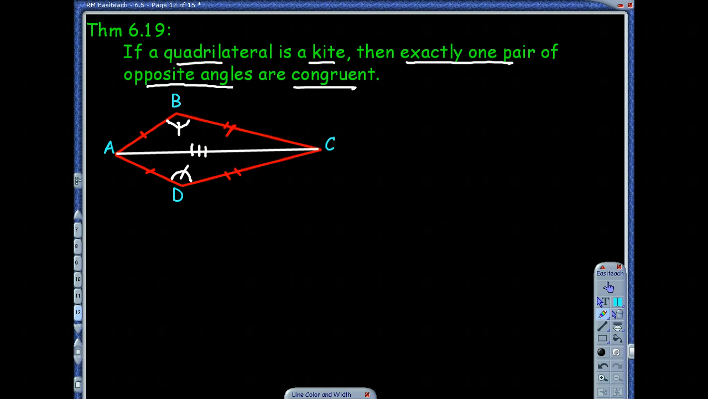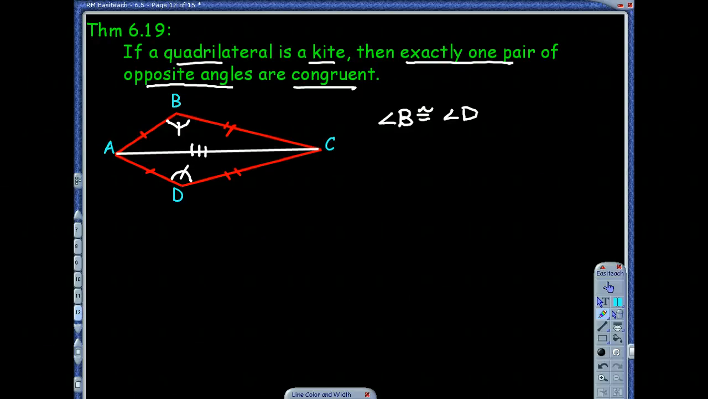Now, another way to keep in mind, it's the included side between the non-congruent legs. But I think it's easier to see the visual of that on this. I like that you had me draw that in. So in a kite, the opposite angles that are congruent are always the ones that are formed by the non-congruent sides. Right. It's the included angle between them.